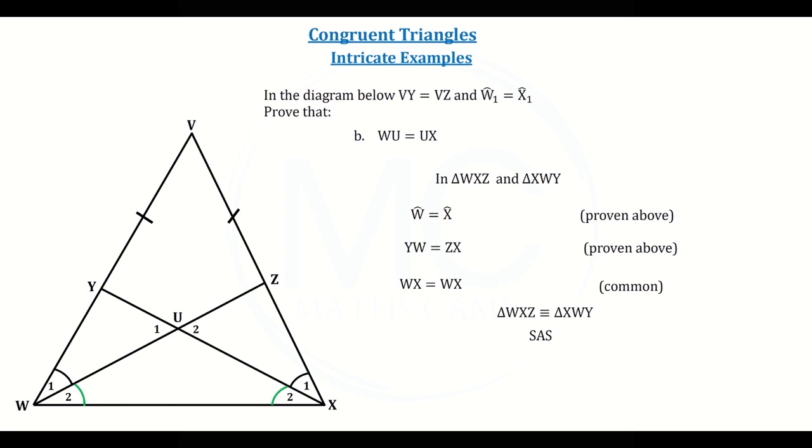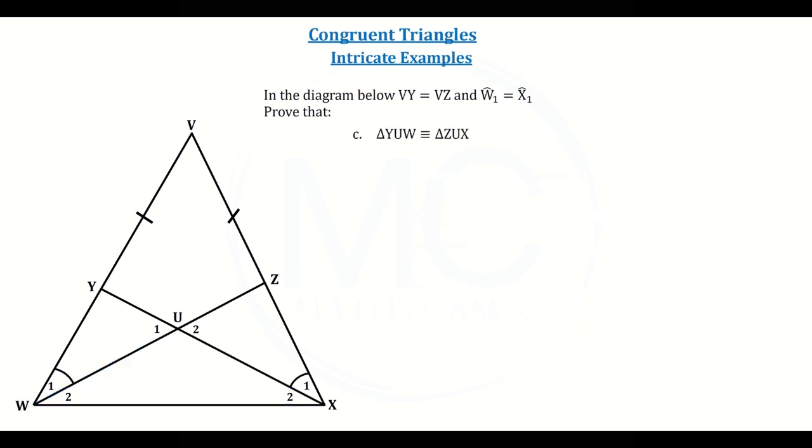Angles W2 and X2 both lie in triangle WUX. So let's make this triangle blue. Triangle WUX has two equal interior angles, which means that WUX is an isosceles triangle. Isosceles triangles also have two equal sides, which means that we have now proven that WU is equal to UX because these are sides opposite equal angles. And finally, we can move on to part C.